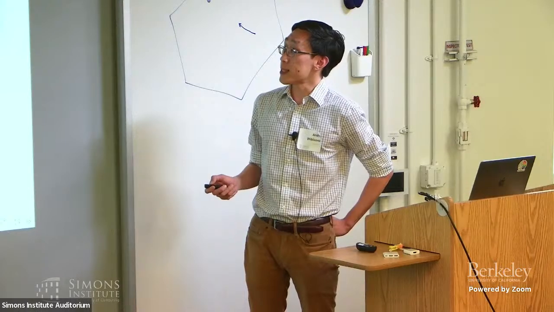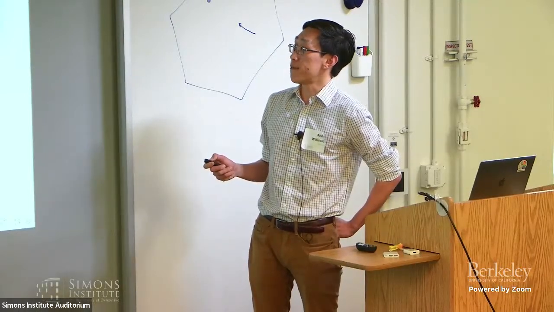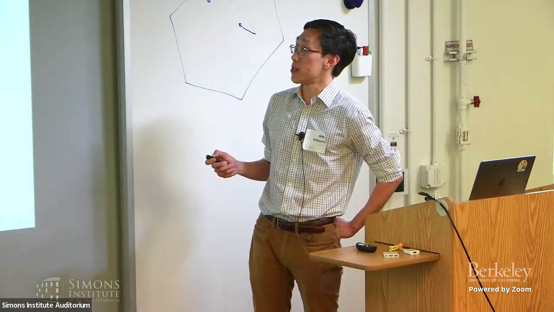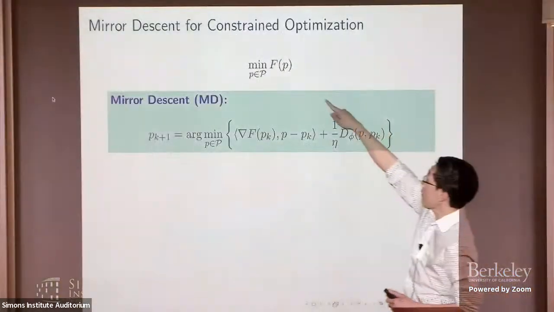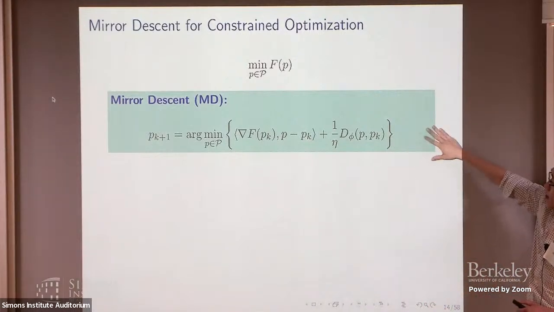Okay, so mirror descent originally comes from constrained optimization. So suppose you want to minimize some objective function f, still in a domain P. The mirror descent algorithm looks at the following.